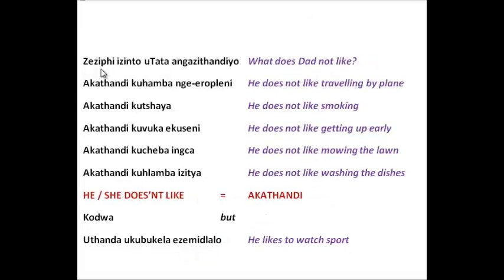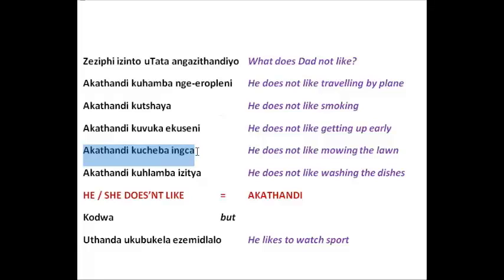Moving on to the things which he or she does not like. Question. Zeziphi, which are they? Izinto, the things. Utata angazithandiyo, that dad does not like. Akathandi kuhamba nge-aeroplane. He does not like traveling by plane. Akathandi kuchaya. He does not like smoking. Akathandi kuvuka ekuseni. He does not like getting up early in the morning.